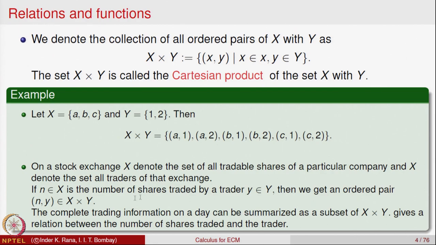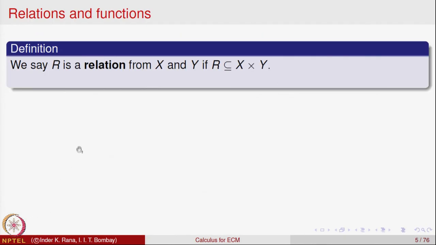The idea is that the complete trading information on a day can be summarized as a subset of X cross Y, right, where X is the number of shares being traded and Y is the set of all traders. So, that is the importance of the Cartesian product X cross Y. So, subsets of X cross Y signify some kind of relation or activity happening between elements of X and elements of Y. So, this motivates one to define the concept of what is called a relation.